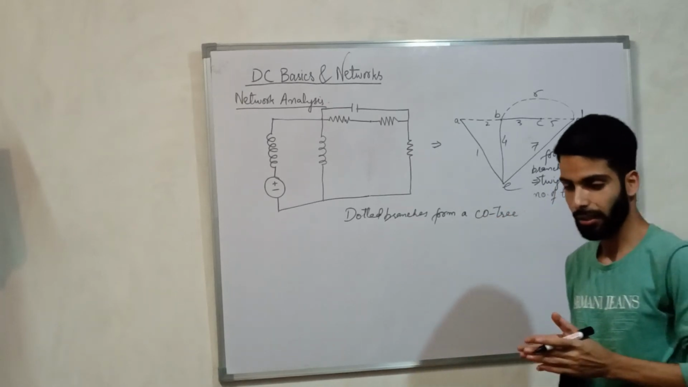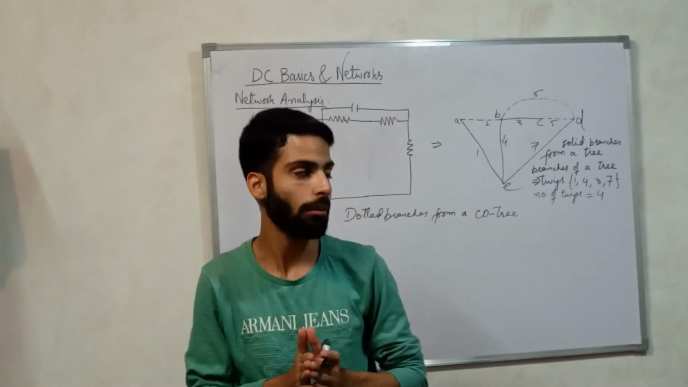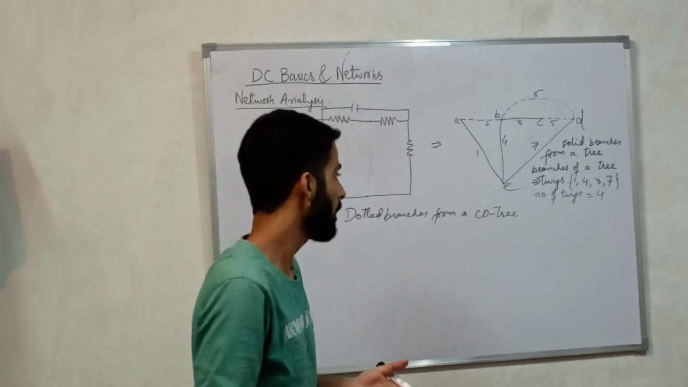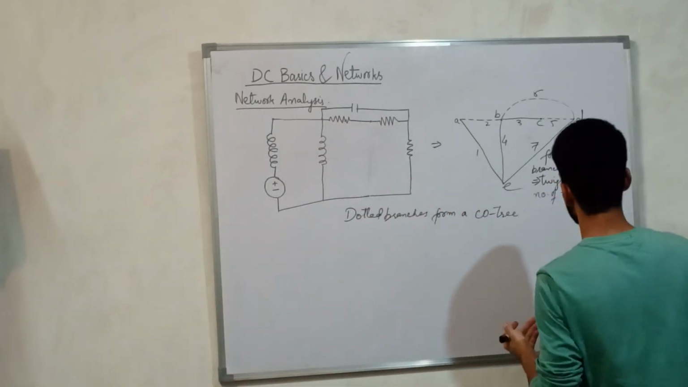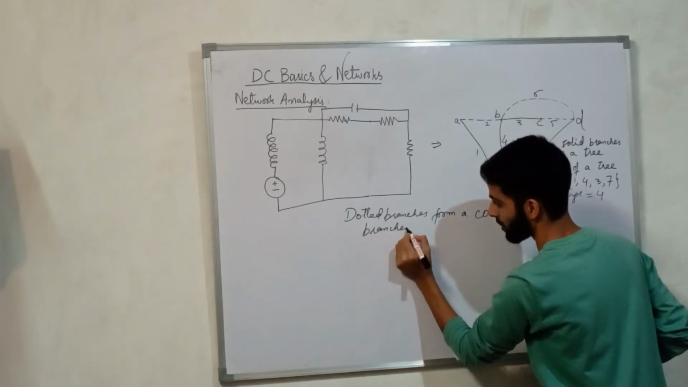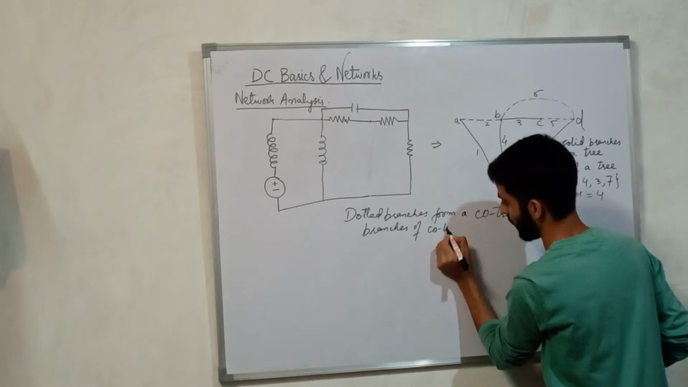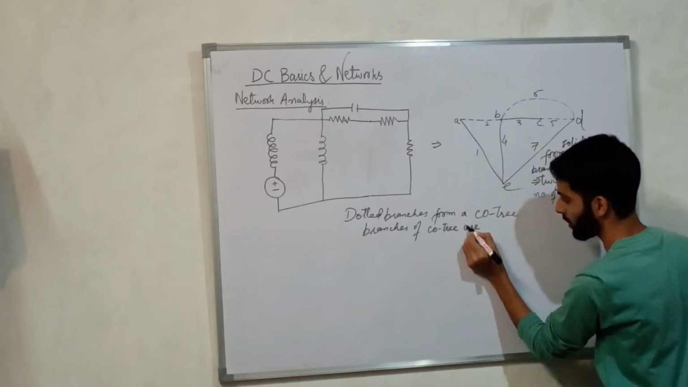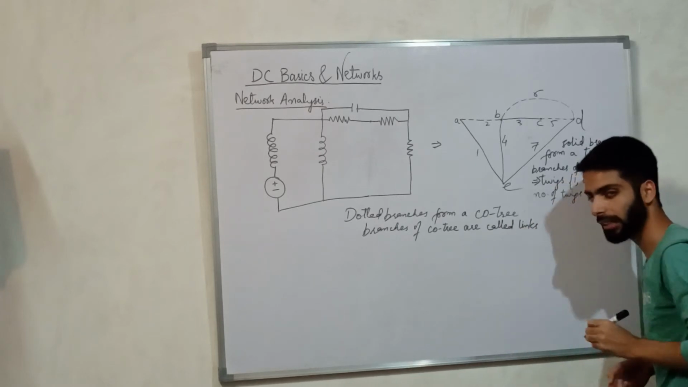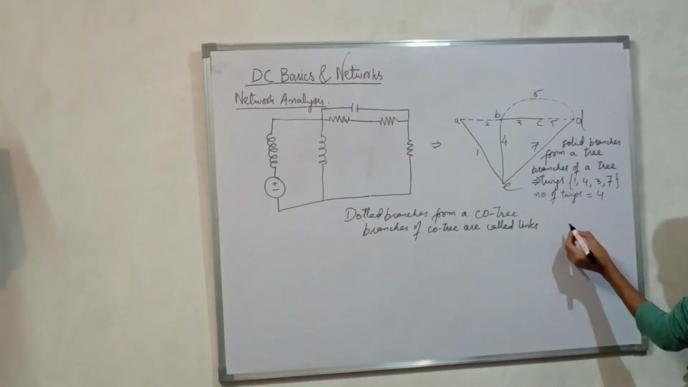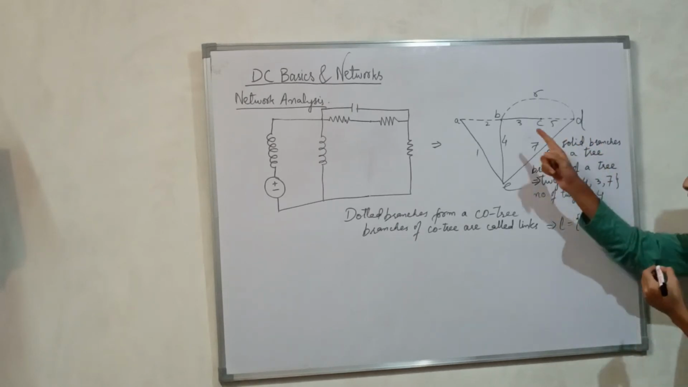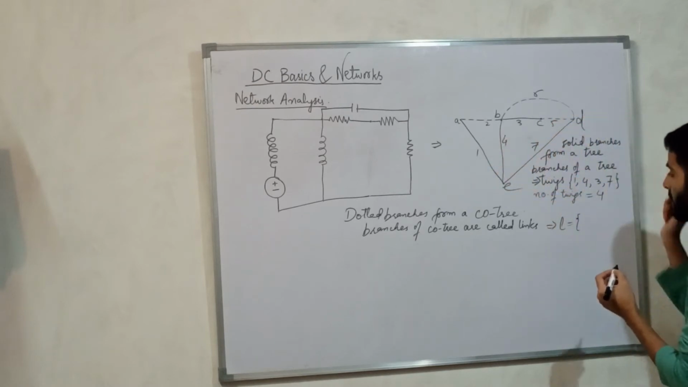Friends, say solid branches form a tree, then what will the dotted branches form? They will form a co-tree. And how many branches are there in a co-tree? Let us see. Branches of a co-tree are called links. They are called links. So how many links are there? Let us name them 2, 5 and 6.